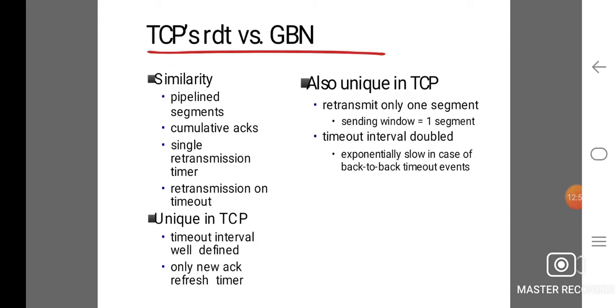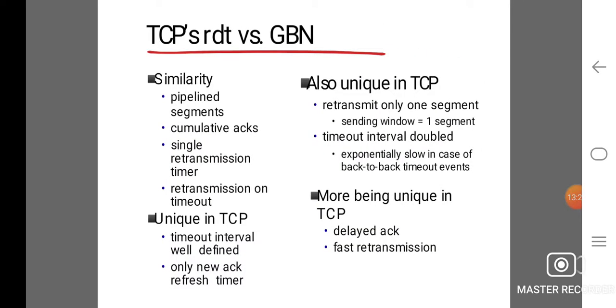TCP's RDT versus Go-Back-N. Similarly, there are pipelined segments, cumulative acknowledgements, a single retransmission timer, and retransmission on timeout. Unique in TCP, the timeout interval is well defined, and only a new acknowledgement refreshes the timer. Also unique in TCP, it retransmits only one segment, so the sending window is equal to one segment. The timeout interval is doubled, exponentially slow, in case of back-to-back timeout events.